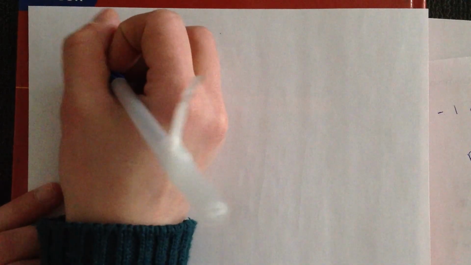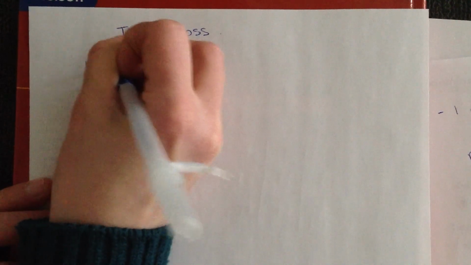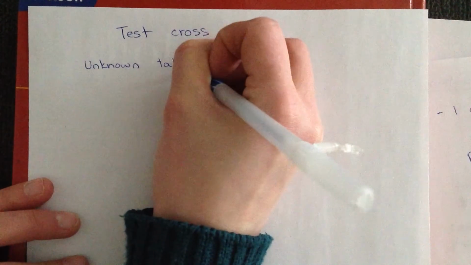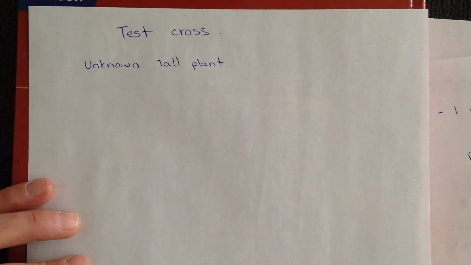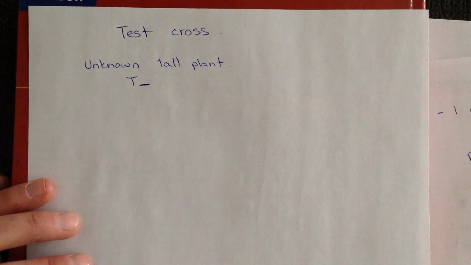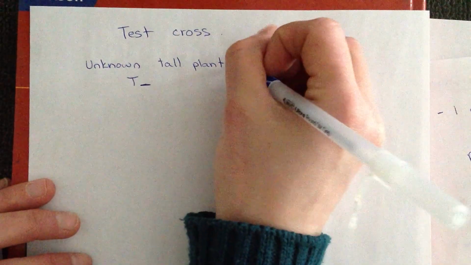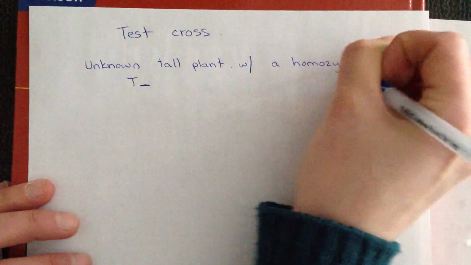So let's say that we have an unknown tall plant, okay? So we want to find out whether or not this is a big T, big T or a big T, little t. Okay, so it can be this in a sense. So we don't know what that other allele is. So we just know that it's tall. So that big T has to be present. Okay, with a homozygous recessive.